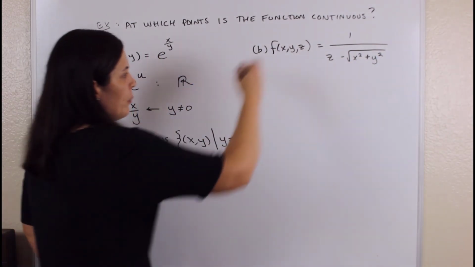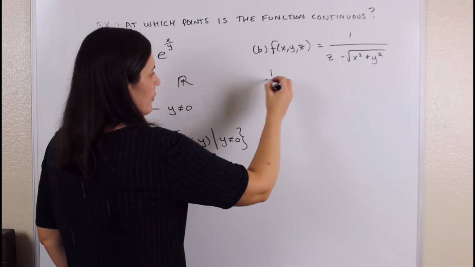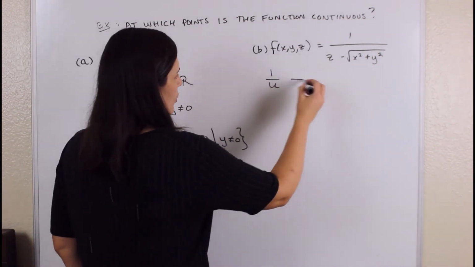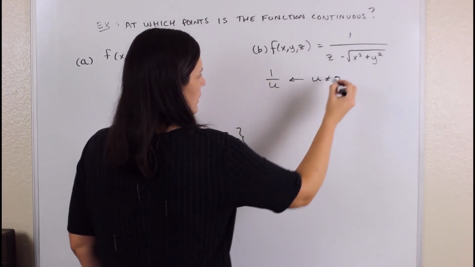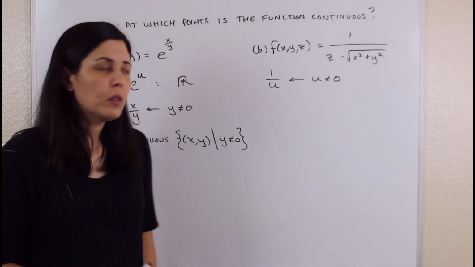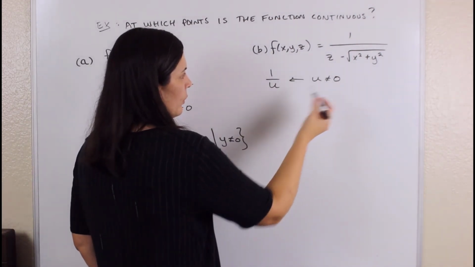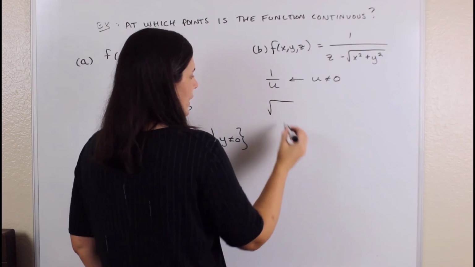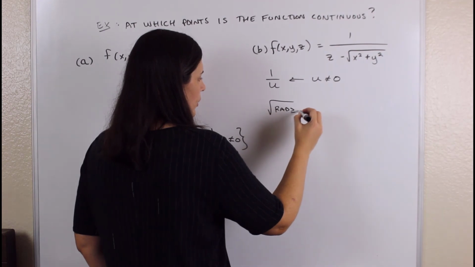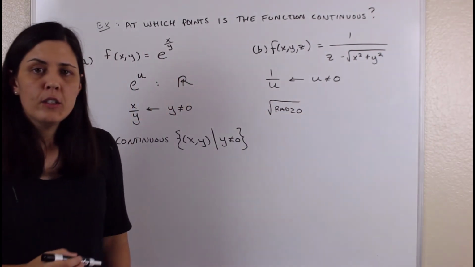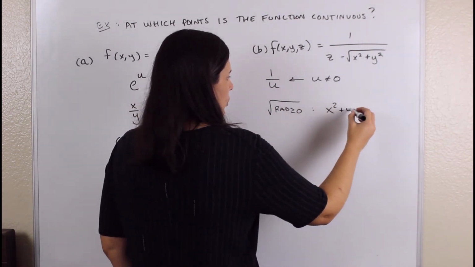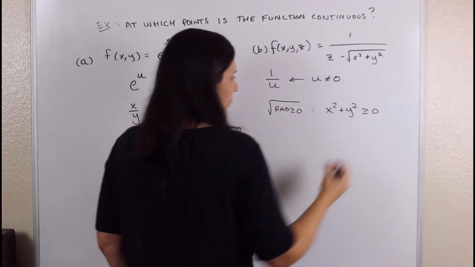So the big picture here is that you have 1 over something. So this would be problematic if the denominator is 0. So on this one, we have to make sure the bottom is not 0. And then within the denominator, we have a radical. So with any radical, the radicand has to be 0 or more. So we'll say the radicand has to be greater than or equal to 0. So we have to put these together. So on this one, that means x squared plus y squared has to be 0 or more.